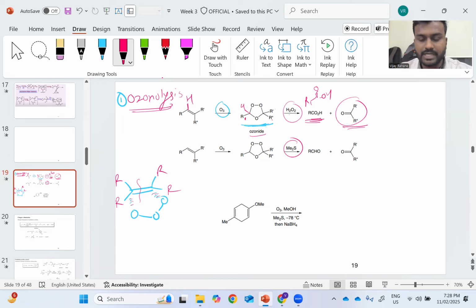And let's say if we add DMS instead of H2O2 and perform the ozonolysis, this R1 is converted into its corresponding aldehyde, and the other part will be the ketone. So if you want, just a minute.